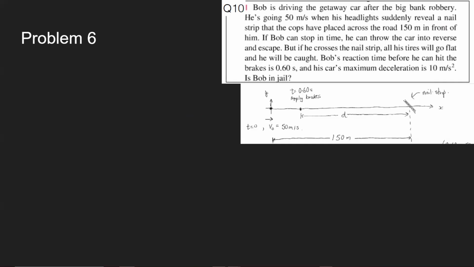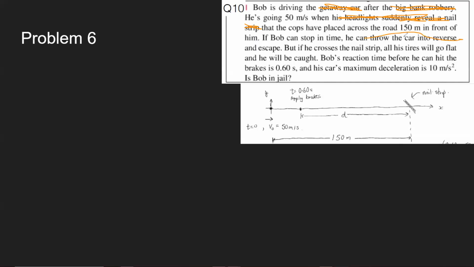Is he in jail? Well, this is just a really stupid question. Well, not really stupid, but as you can see, this is like a whole paragraph. There's a lot of information in here that's unnecessary. So let me just show you. I'll X out things that are unnecessary. We don't care that it's a getaway car. We don't really care it's a bank robbery. We don't care that his headlights reveal a nail strip.